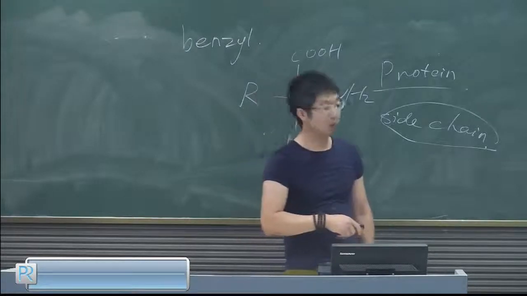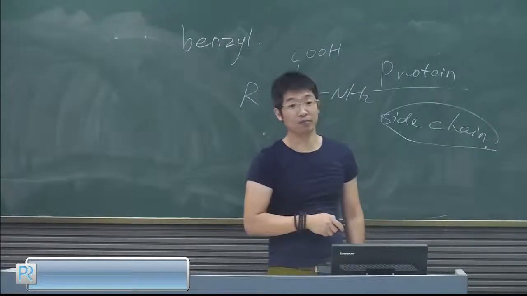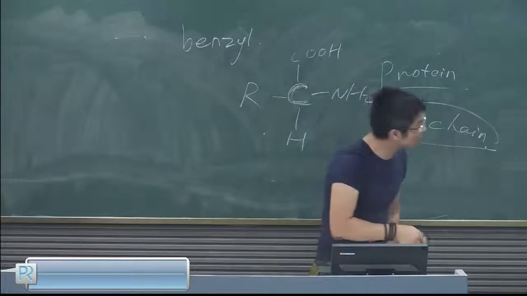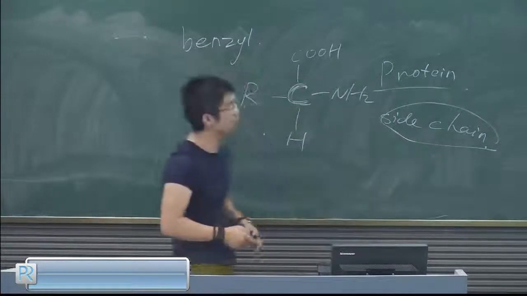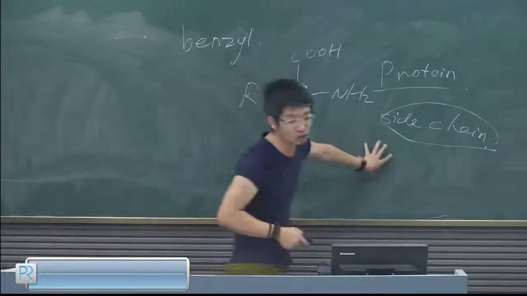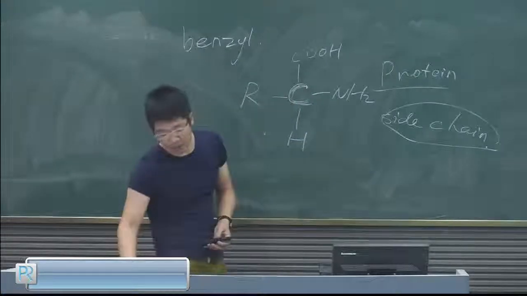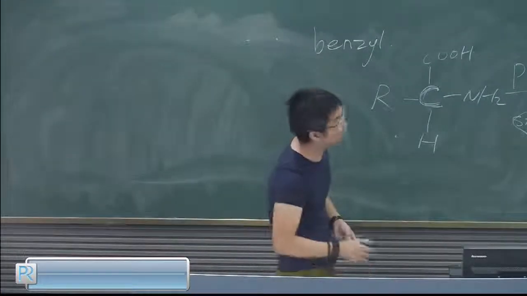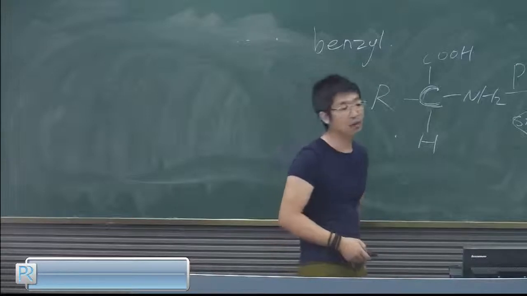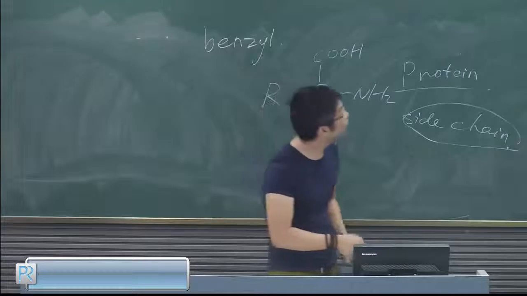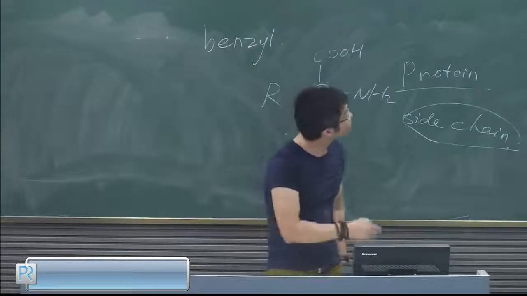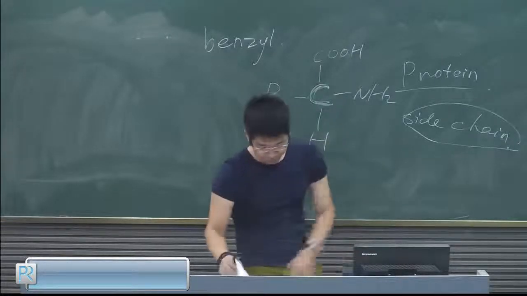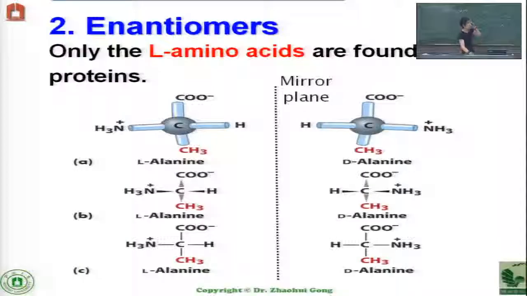Another group is the hydrogen atom. The last one is the R group. We have talked about the R group, also called the side chain. Just based on this structure and the definition of the amino acid, we can see the difference between amino acids. The difference here is in enantiomers. Do you know what enantiomers are?